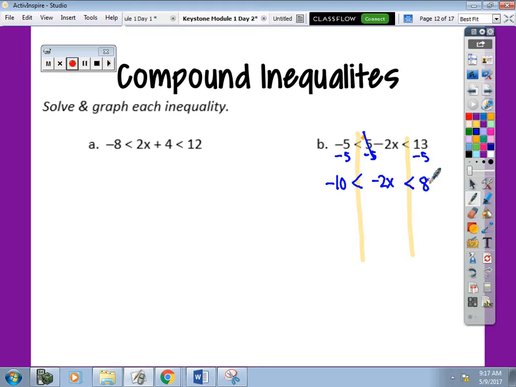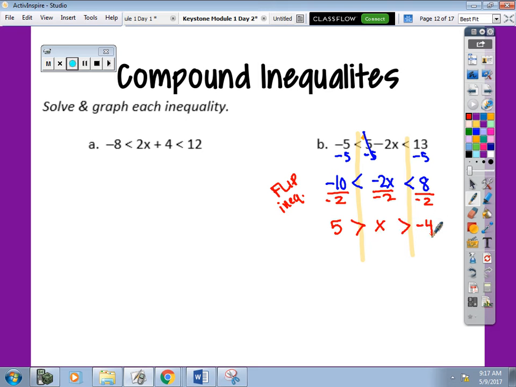Then I would need to divide all of the parts by negative 2. What happens when I divide by a negative number? Garrett? Good. You have to flip your inequality. Okay, and you actually have to flip both of them. So this would become positive 5 is greater than x is greater than negative 4.